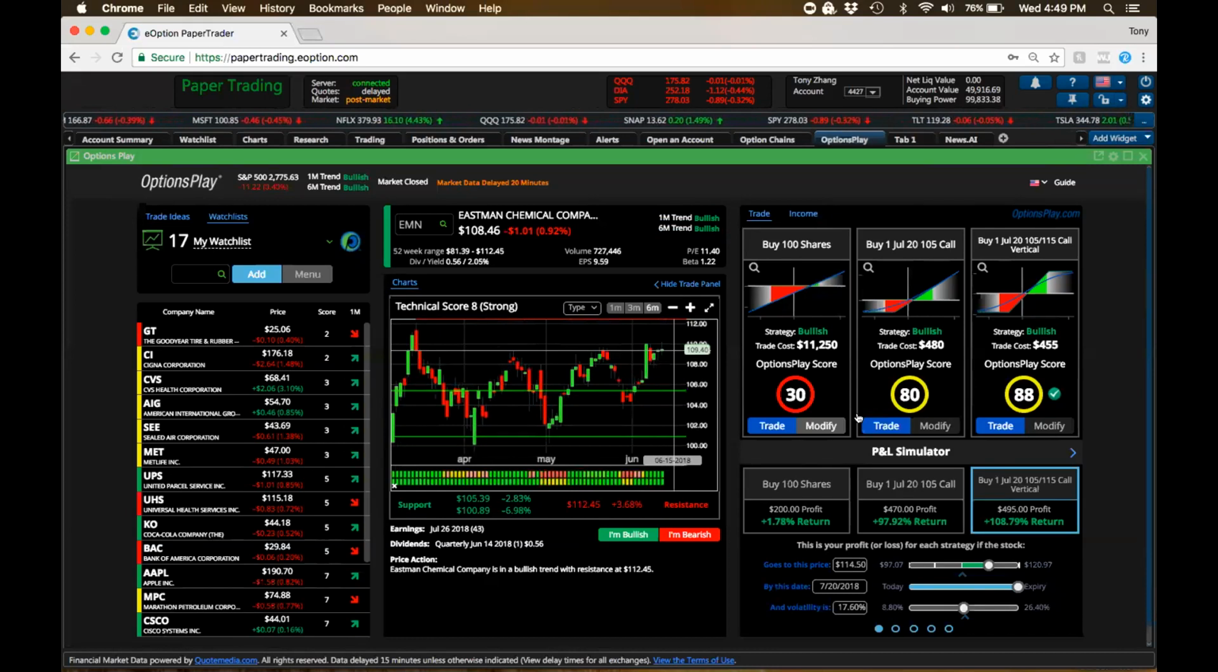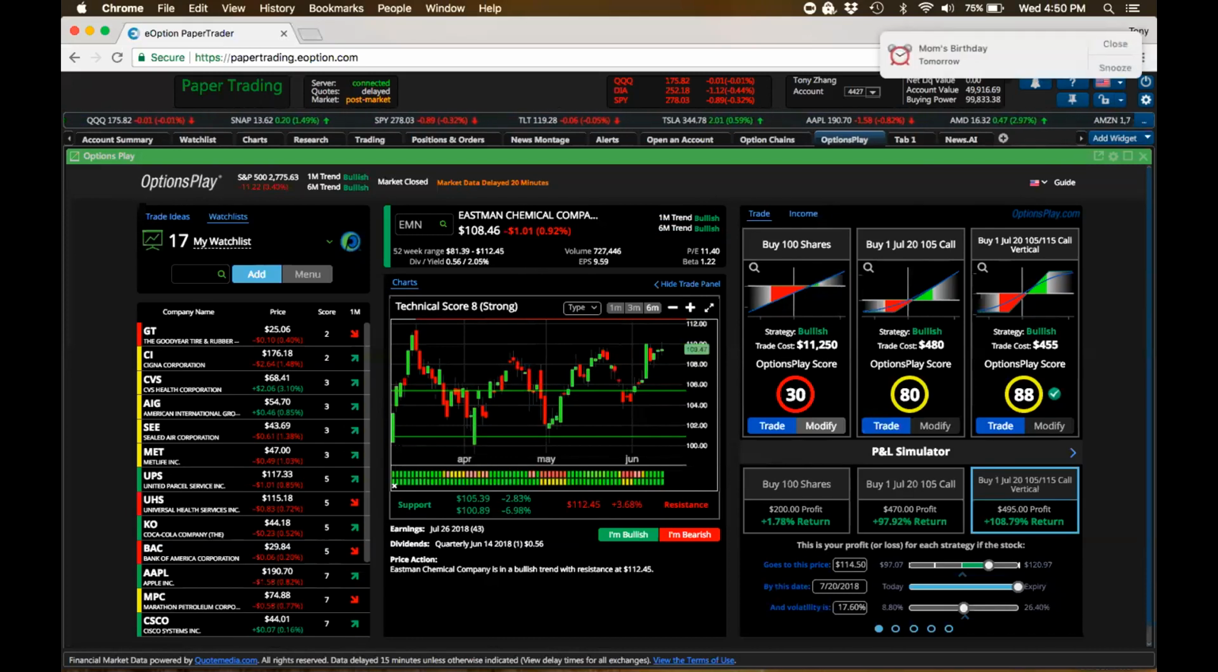It's trading around 109 right now. Here I can buy 100 shares of that stock. It would cost me $11,000. That's probably, and it's currently at 108, but this is probably after hours bid ask. So let's just say it's $10,800 to buy 100 shares versus only $480 to buy one call contract.